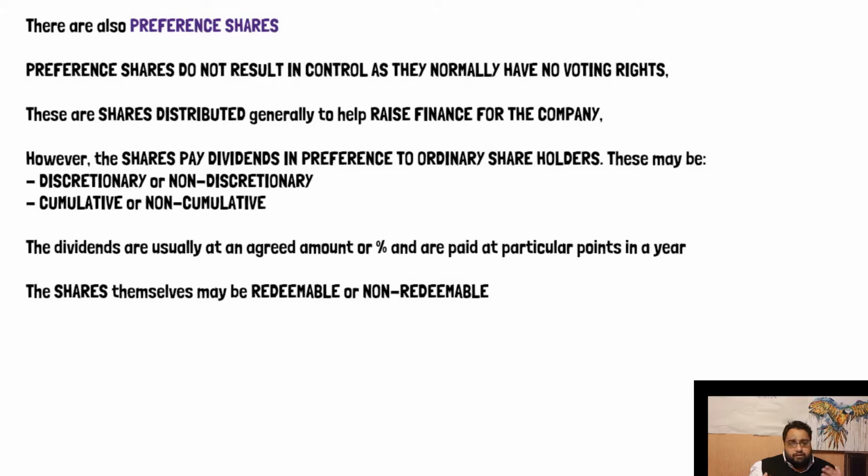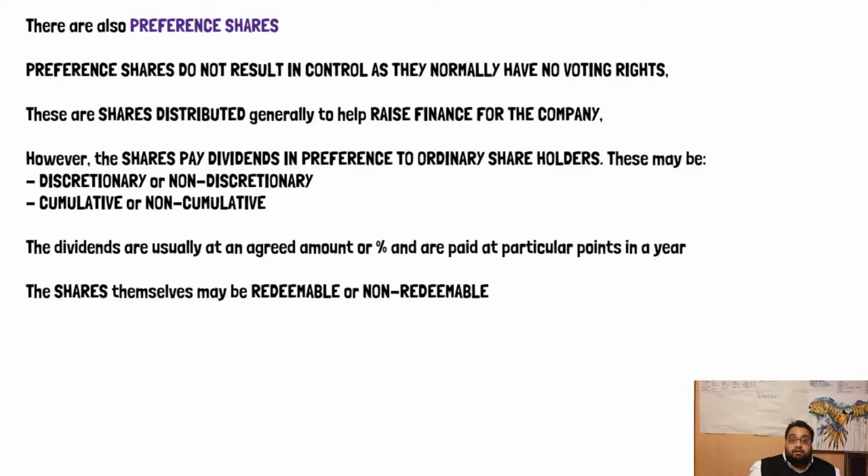Now, preference shares are usually distributed to raise finance, because in a lot of cases, they are a combined equity plus debt element. So there's both elements to it. And I'm not going to go into detail on how preference shares work, but there's lots of different things you need to look at. You need to look at whether the dividends that are being issued are discretionary. So, the company can decide whether to issue them or not, or whether they're non-discretionary or compulsory dividends. So that there is an obligation of the company having to pay this dividend every single year.